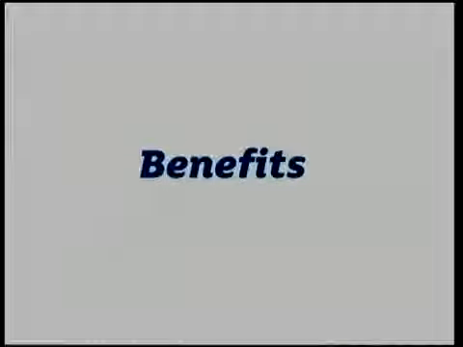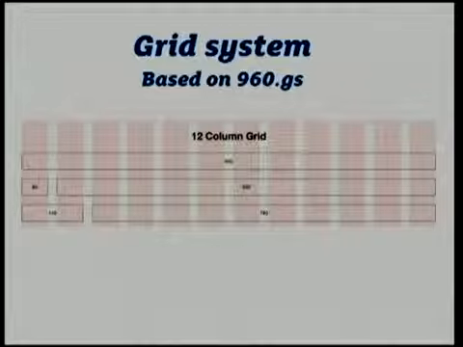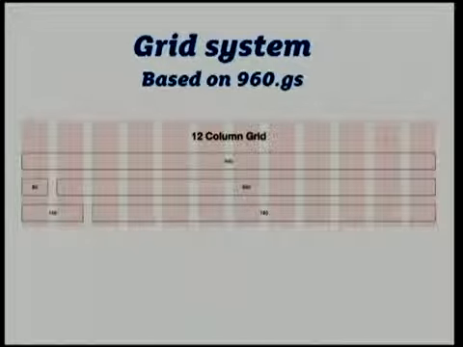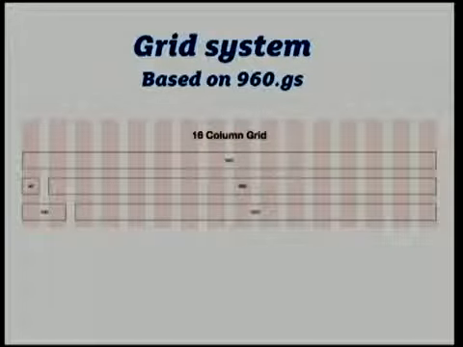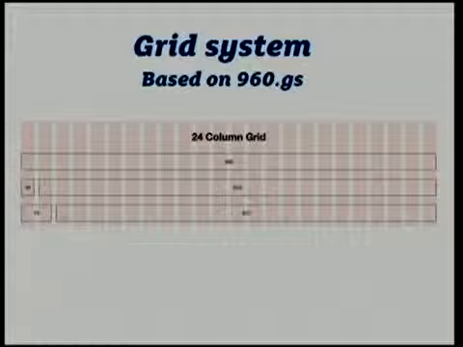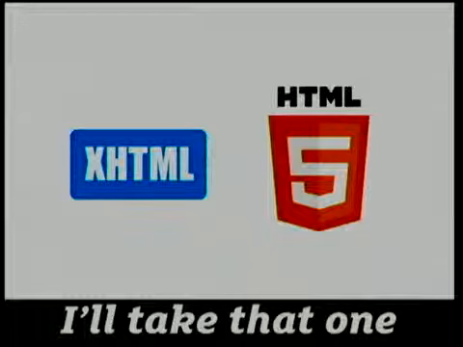So what are some of the benefits? Why would you want to use the Omega Drupal theme? There are so many different themes, and it's hard to choose one, right? First of all, you get a grid system. It's based on the 960 grid system, which is a very popular web standard for grids. And you get a choice of a 12-column grid, a 16-column grid, and also a 24-column grid. The other benefit is you get to pick either XHTML or HTML5 as your standard markup, and you get a starter kit, which you can use for that.